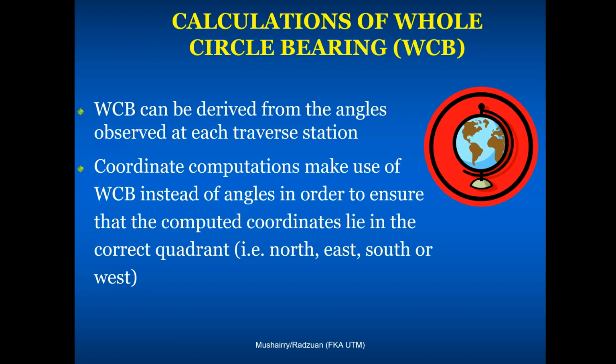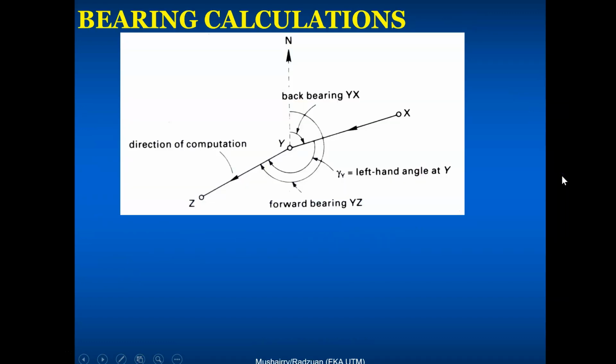So what we observe in the fields are angles, but when we do our calculations, we need bearings. So we have to convert those angles into bearings, because the coordinate computations make use of bearings rather than angles. And when I say bearing, I refer to the whole circle bearing, rather than the quadrant method of writing down angles. Let's look at that one example there.